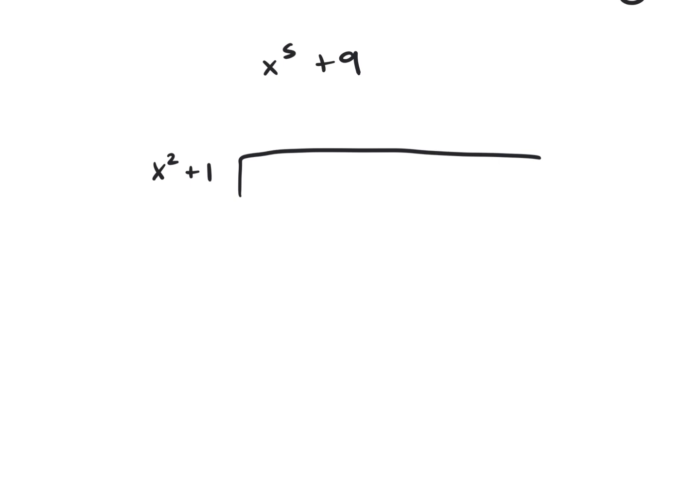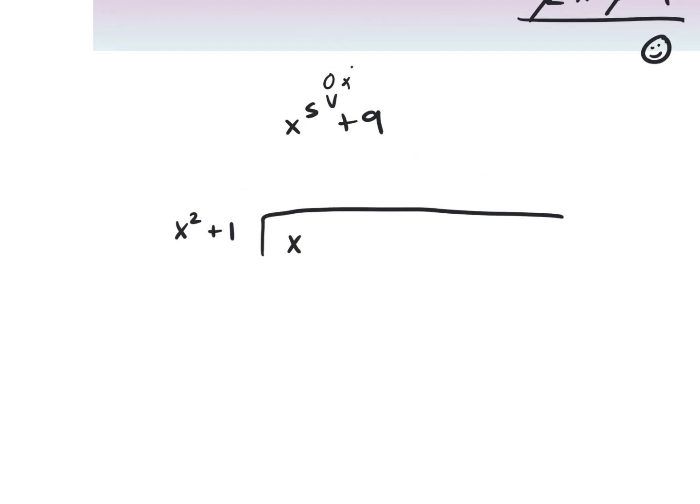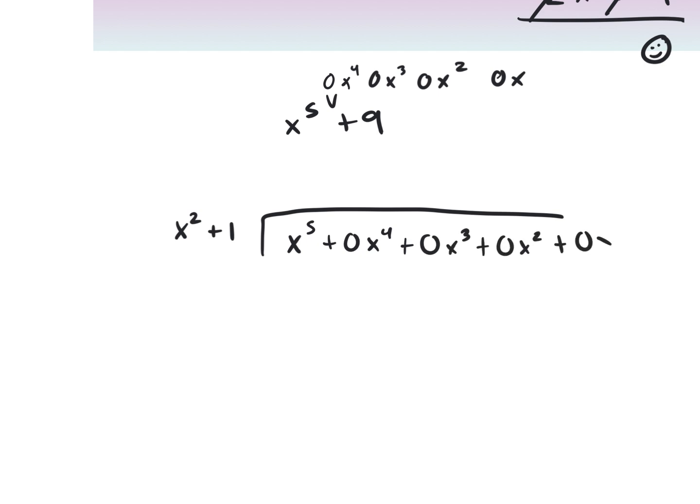When I write this in the box, I need to make sure every term is represented. So here, I need a 0 x to the 4th power, a 0 x to the 3rd power, a 0 x to the 2nd power, and a 0x. These are just going to act as placeholders to keep my work consistent. So x to the 5th power plus 0 x to the 4th plus 0 x to the 3rd plus 0 x squared plus 0 x plus 9.